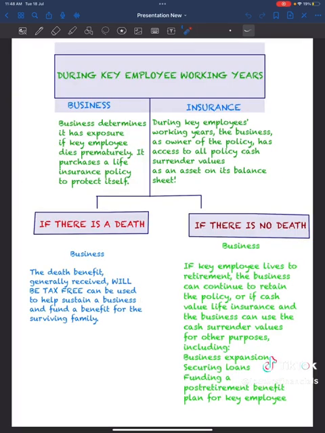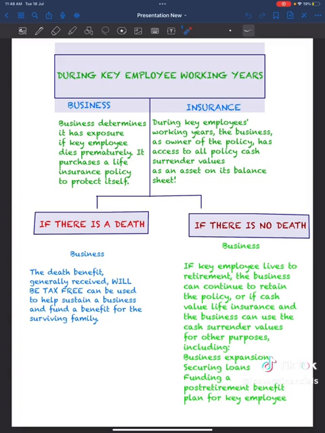So in this breakdown, we're using a cash value life insurance, right? The business takes out life insurance on its key persons or key employees throughout their working years. Now the business will determine the amount of exposure the company would have if the employee was to die prematurely. So for example, if the employee brings in $300,000 a year and they want to replace that amount of value, they may take out life insurance for $300,000, right? That is one way to determine the amount of exposure the business may have.